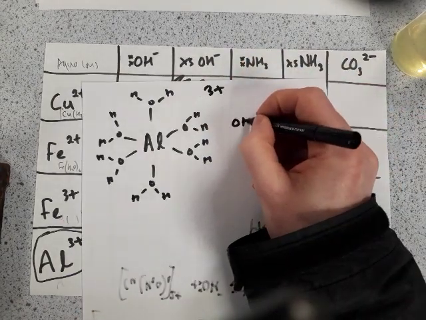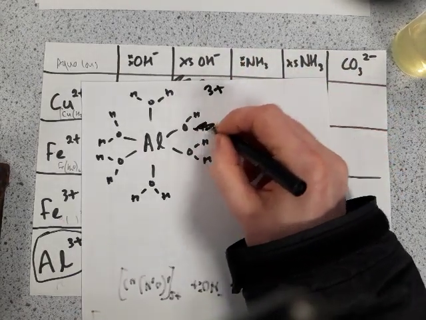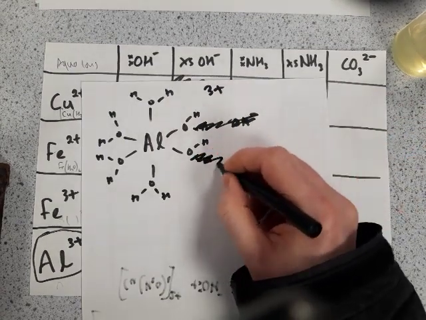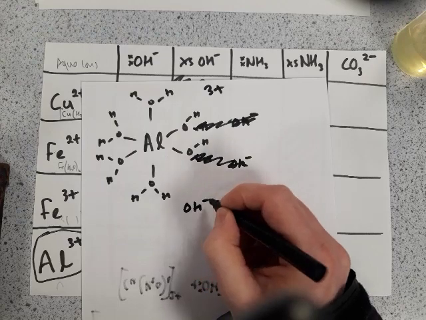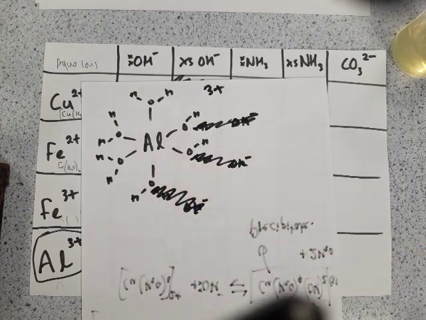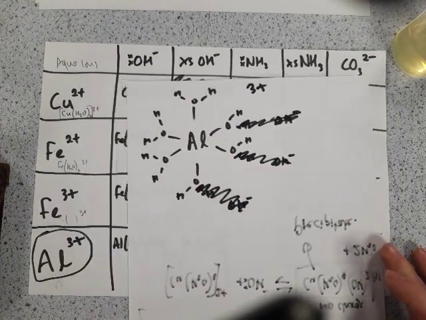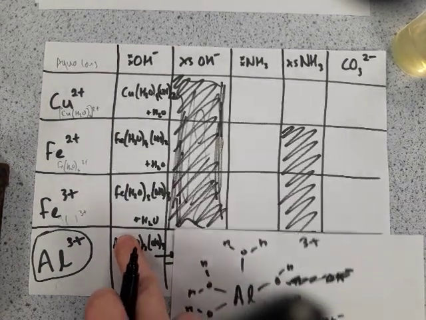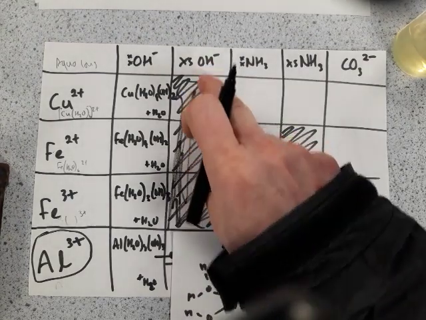So what normally happens is an OH minus comes and plucks off that one, an OH minus comes and plucks off that one, an OH minus comes and plucks off that one, and you end up with your white precipitate. Let's look at the diagram. You end up with this. Now normally, as we can see on the table, that's the end of the road for metal 3 plus.